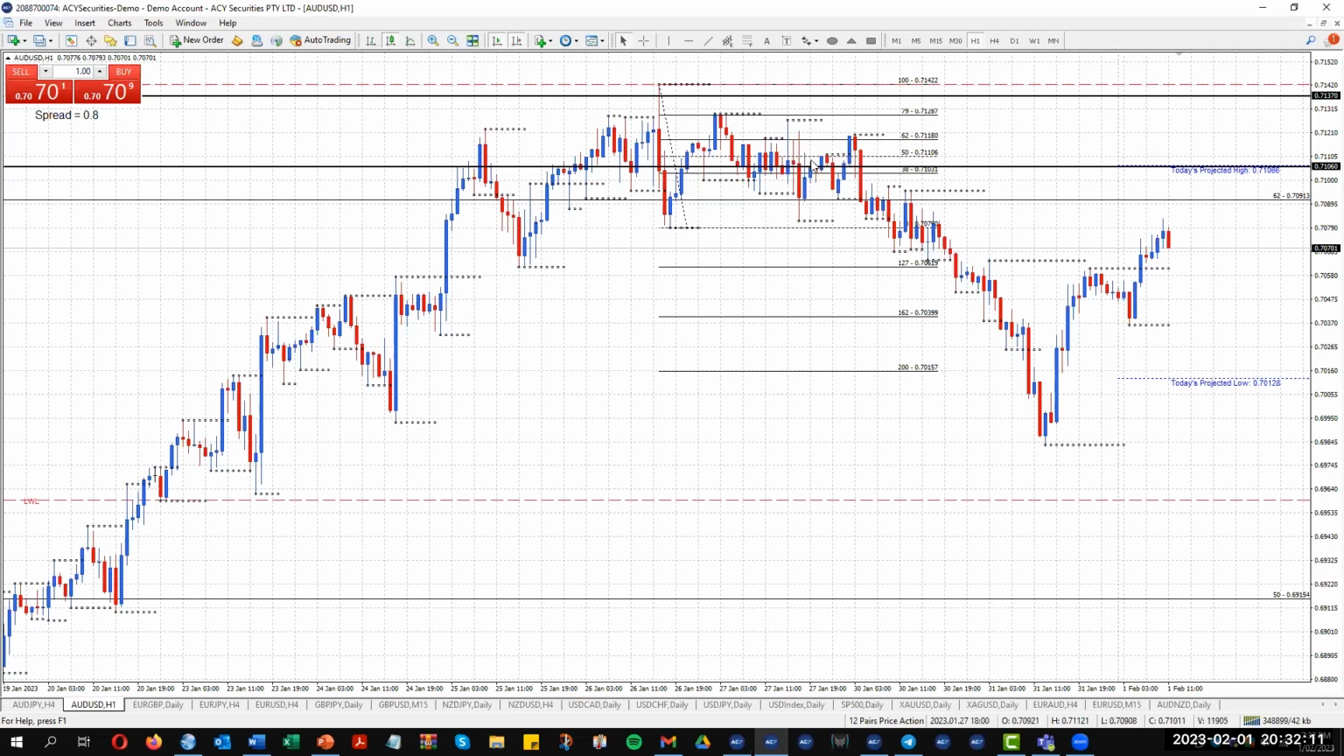And then, of course, we start to move down and it moves to the 127 extension. So your risk reward there was at least 1 to 4. If you're selling here, stop above the high, targeting 127 extension. If you left it open, of course, it's running much better, because we've been rallying today.